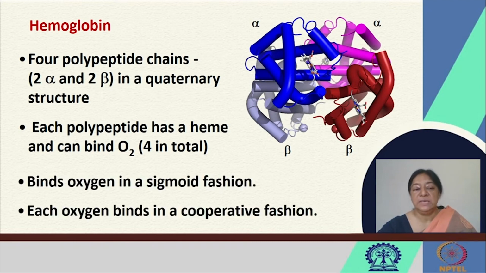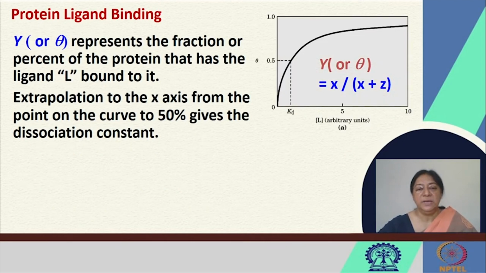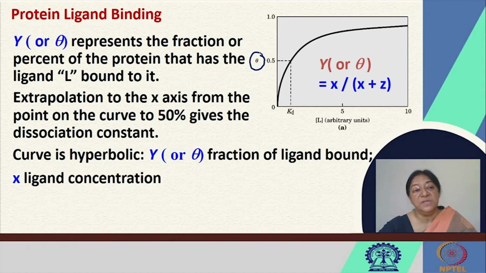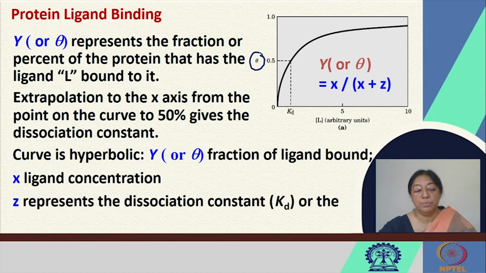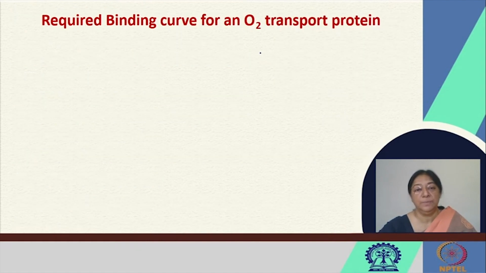The binding in this case is sigmoidal, and each oxygen will bind in a cooperative fashion. If we go back to our protein ligand binding curves, we will understand that there is a fraction of the ligand that is bound. In this case, our ligand is the oxygen molecule, and we had understood how we can derive or estimate the affinity of a specific ligand for a protein. Here we are looking at the ligand oxygen binding to myoglobin and hemoglobin.